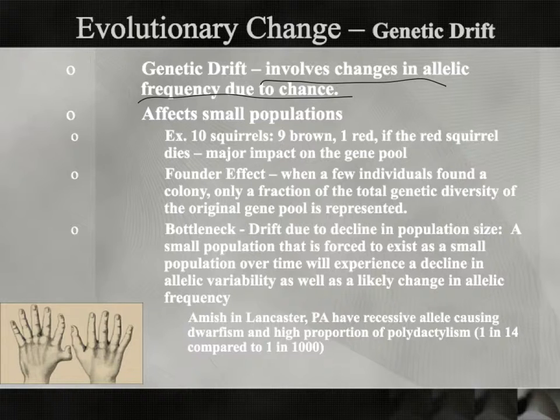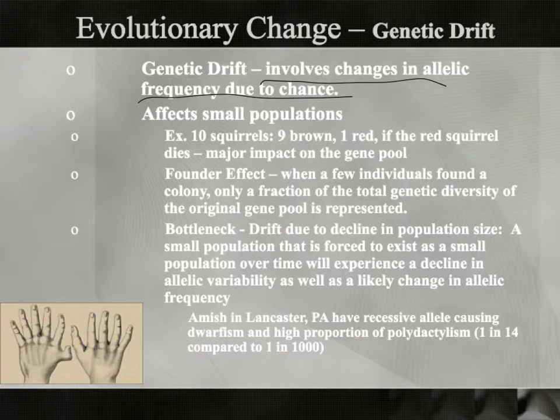The next one that we have here is the bottleneck. This is drift due to decline in population size. So a small population that is forced to exist as a small population over time will experience a decline in allelic variability as well as a likely change in allelic frequency. An example here is the Amish in Lancaster, Pennsylvania, who have a recessive allele causing dwarfism and a high proportion of polydactylism. So 1 in 14 compared to 1 in 1,000 in a regular population.